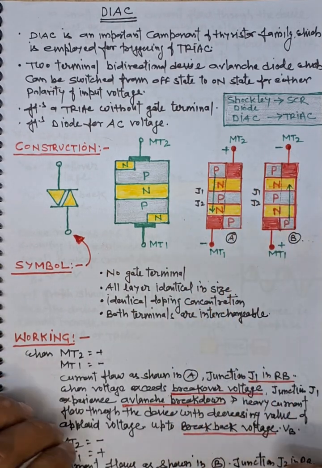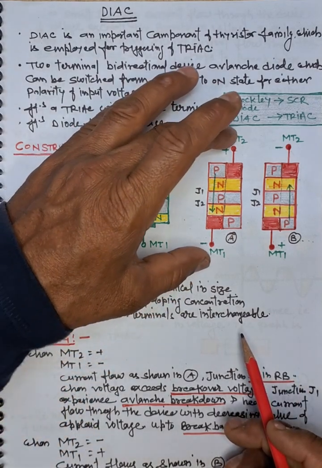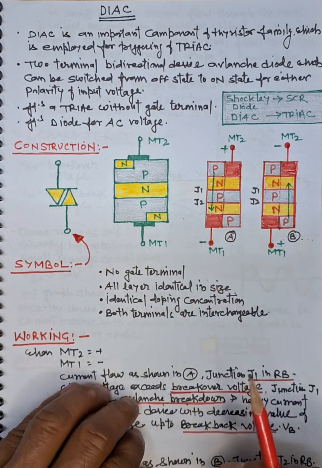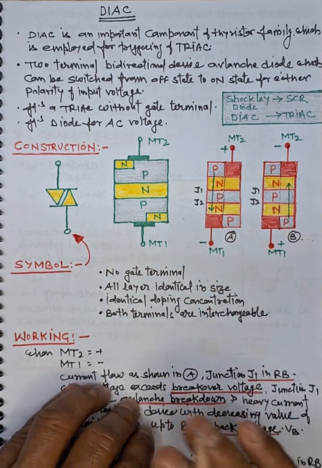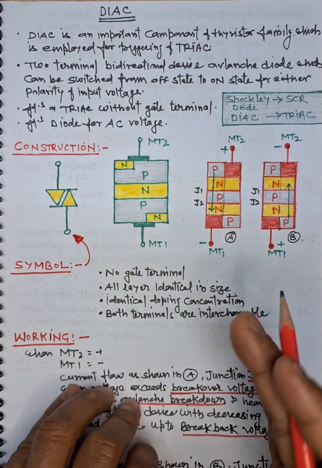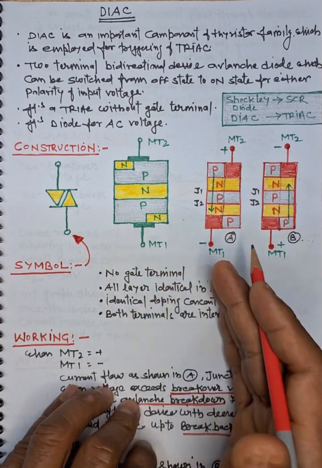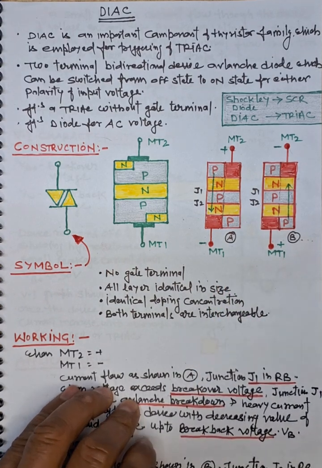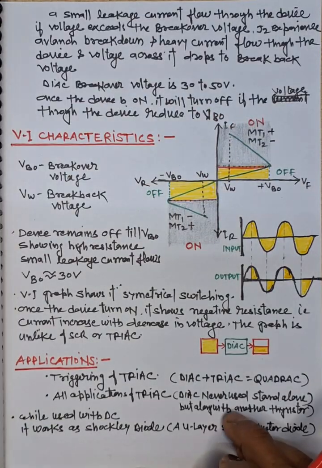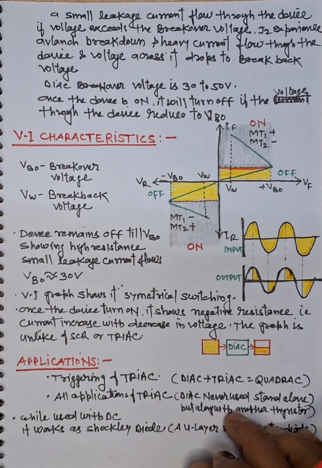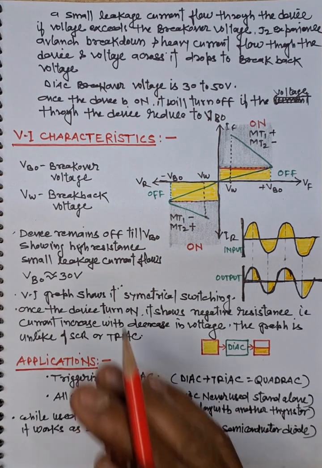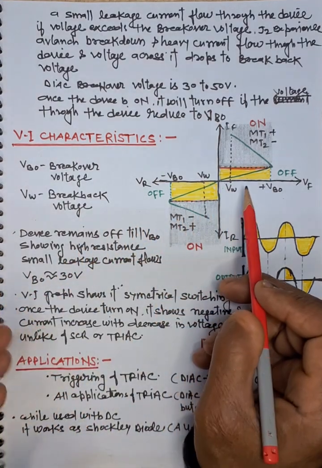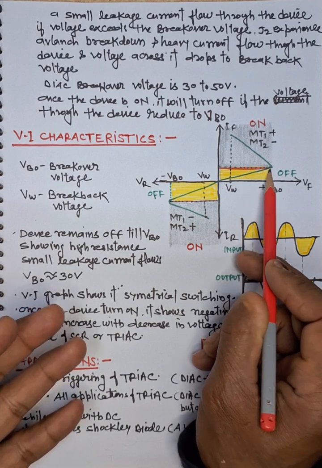So what we have seen so far is that whether the polarity is this way or the reverse, there is a certain voltage at which the device will start conducting symmetrically. In either direction, it will break down or turn on at the same voltage. We call that the breakover voltage. So we can conclude the working of the DIAC: it is turned on symmetrically in either direction, at a voltage around 30 to 50 volts.